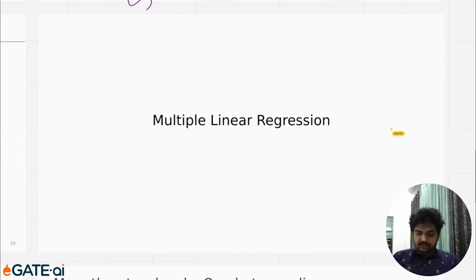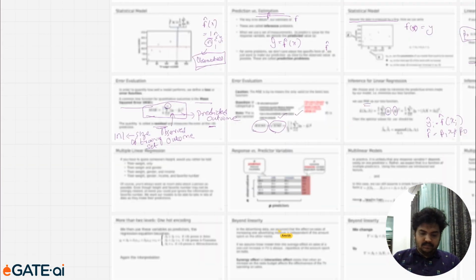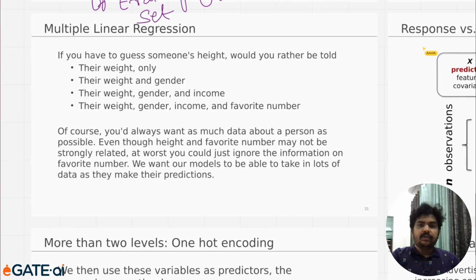Multiple linear regression. If you look at multiple linear regression, it's basically when you use multiple variables to represent an observation, we call it multiple linear regression. We have previously seen that we were only using the TV advertisement to predict the sales in a market. If we extend it to the radio, the print or the newspaper, then that becomes a multiple linear regression.